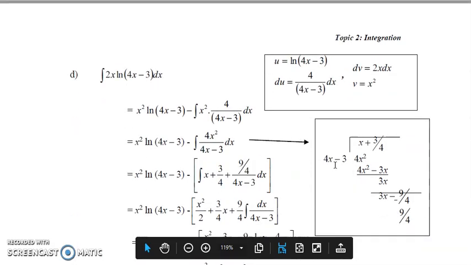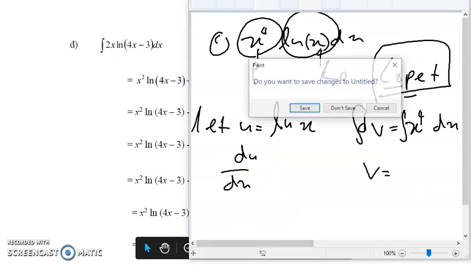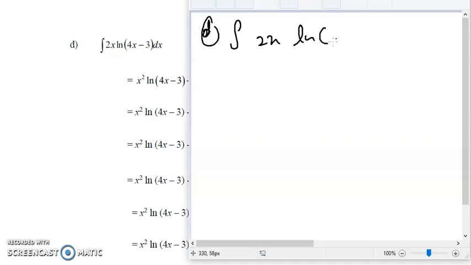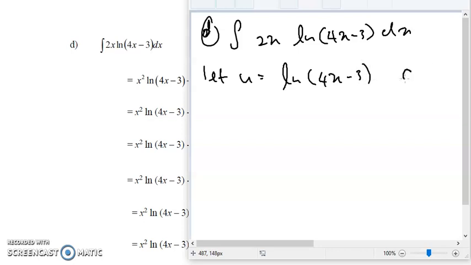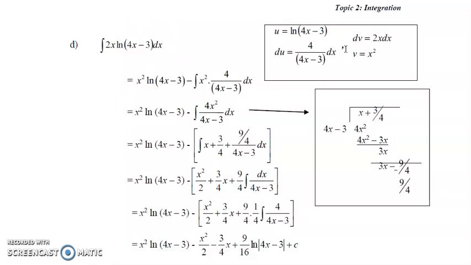The next and last one, we need to have some discussion, other than the LOGPAD. So question D, you will have 2x times ln of 4x minus 3 with respect to x. So we are going to let u be equal to ln of 4x minus 3. Your dv will be equal to 2x dx. Then define what your du is here and what your v is, and then you already got the answer here actually.